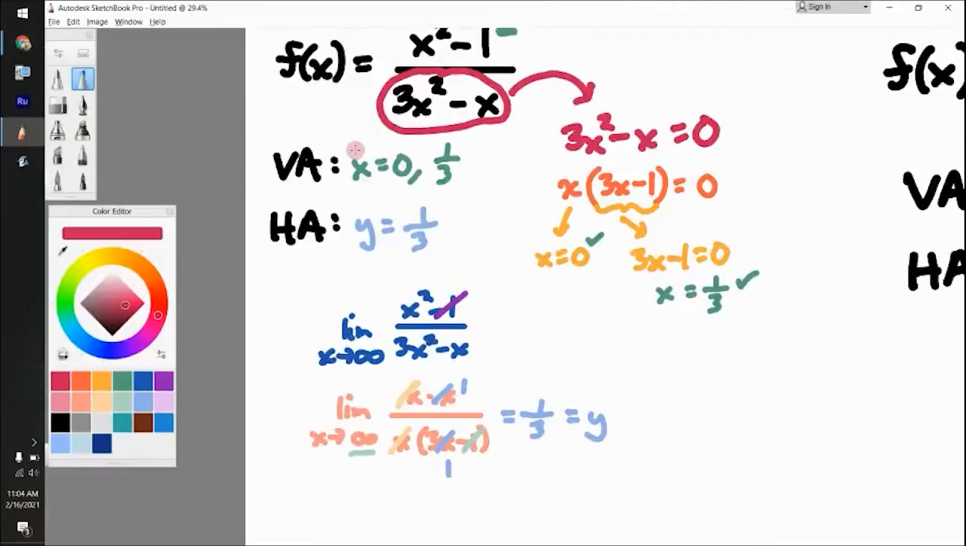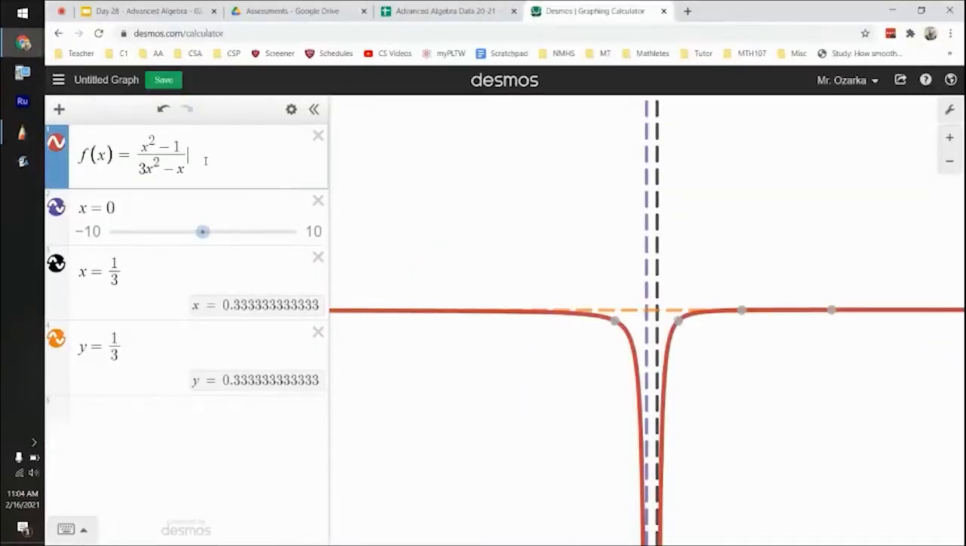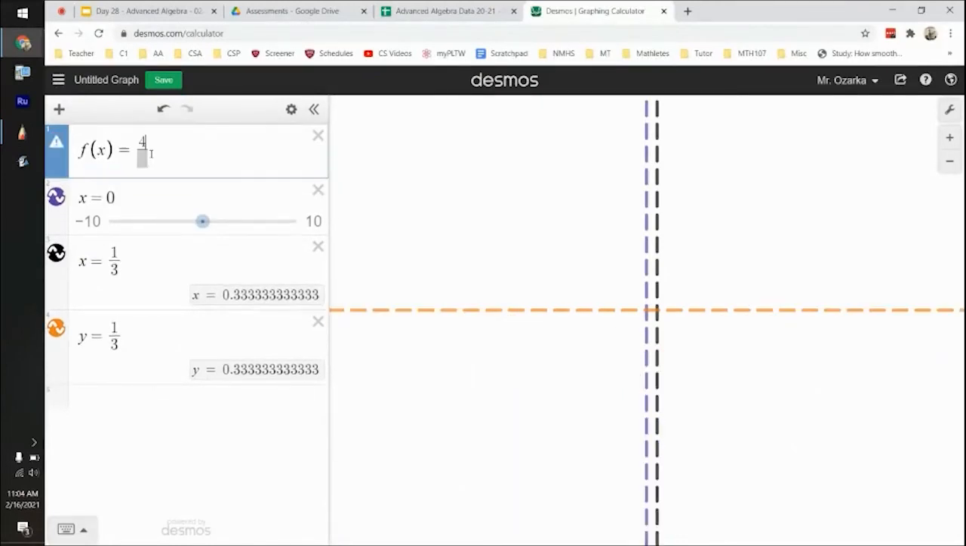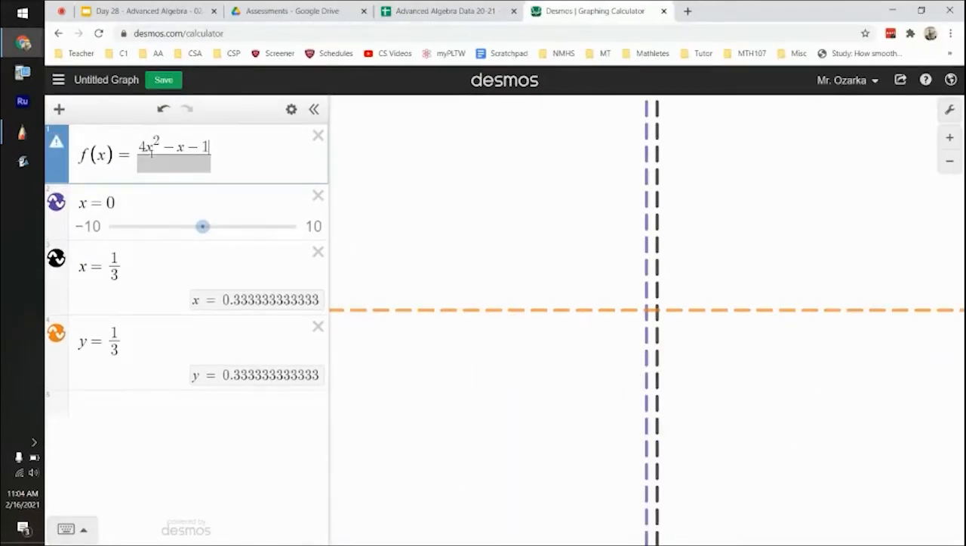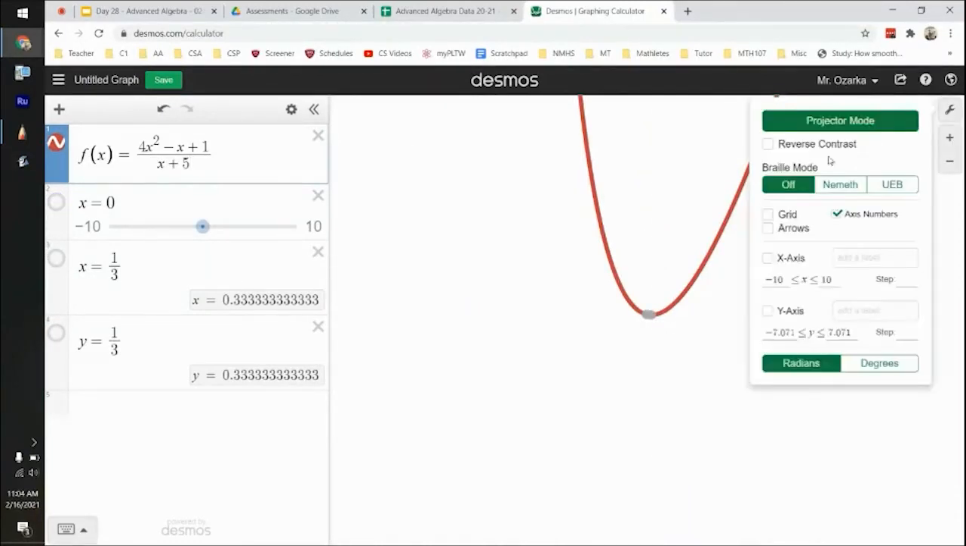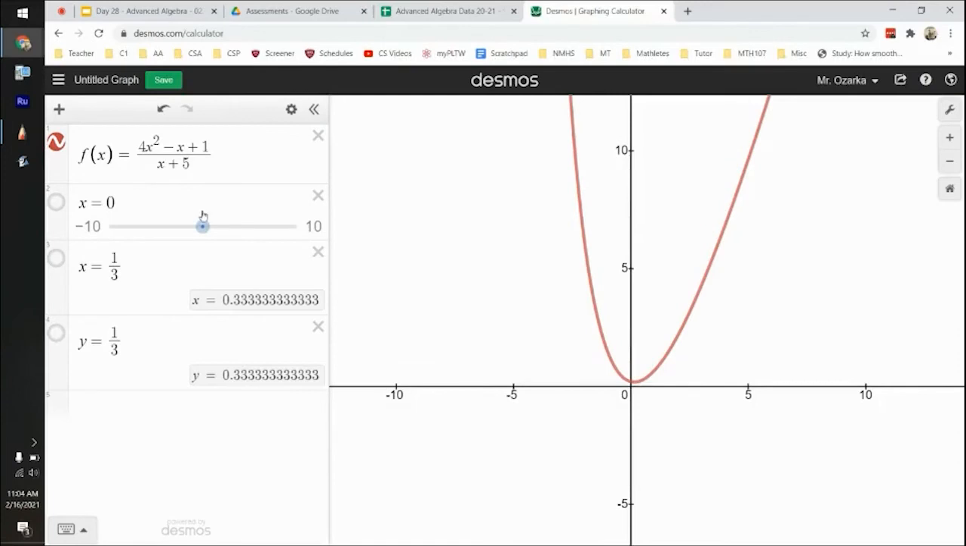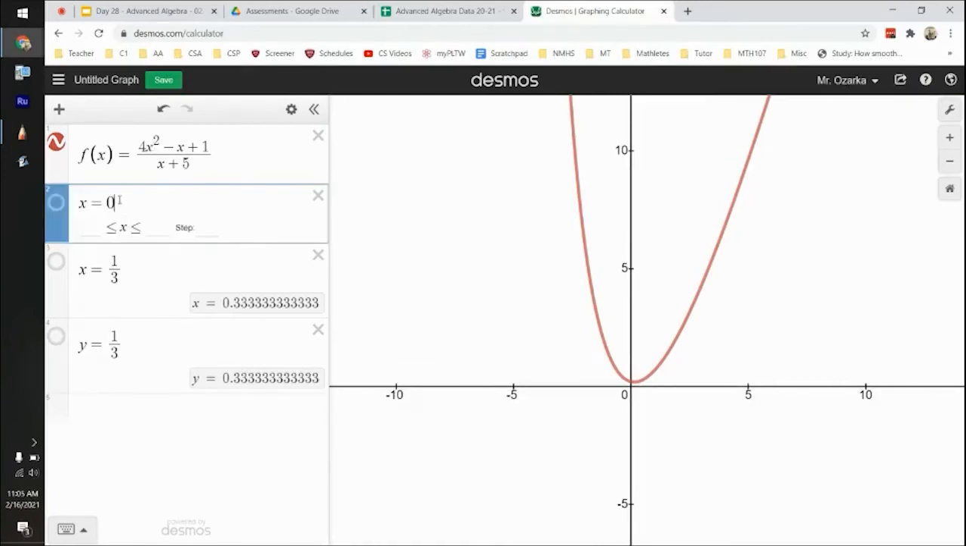All right, going back to this one. This one is -5, and let me just check it really quick by throwing in the calculator. So we have 4x squared minus x plus 1, and then we're doing x plus 5 here. We'll bring back our grid. Okay, x equals -5 is where the asymptote supposedly happens. So let's check that out. We'll graph it right there.